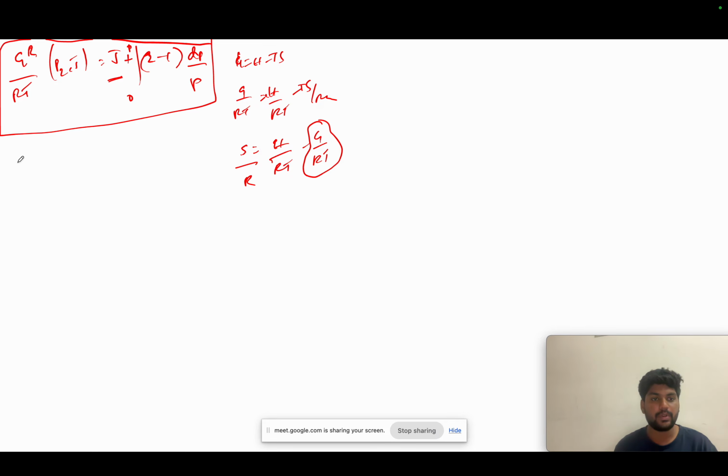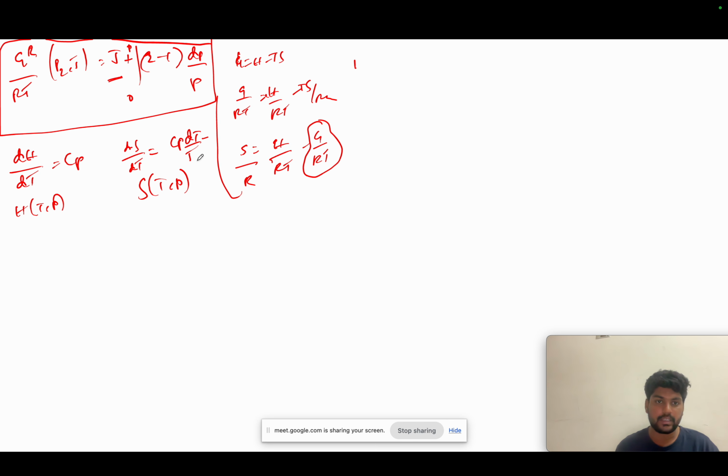From the closed system we know the equations of dH by dT equals Cp. If you remember our previous classes, we have written H as a function of T comma P and S as a function of T comma P. From there, if you put the dimensionless number in that equation, you will get dH as this, and dS as Cp dT by T minus R dP by P. You can recheck the previous classes.